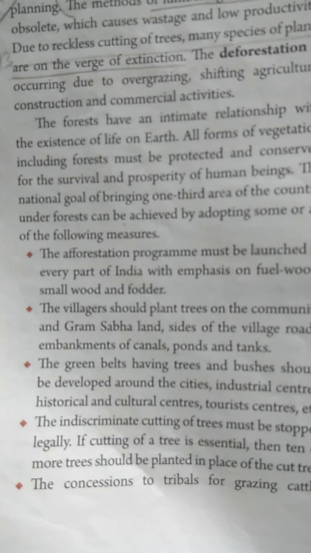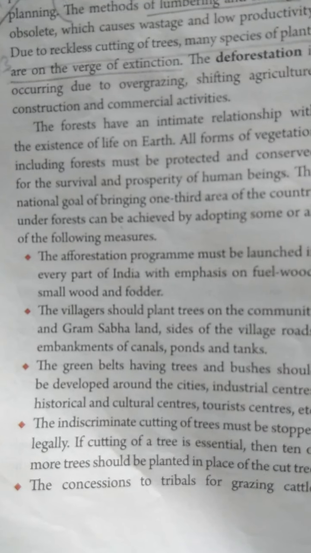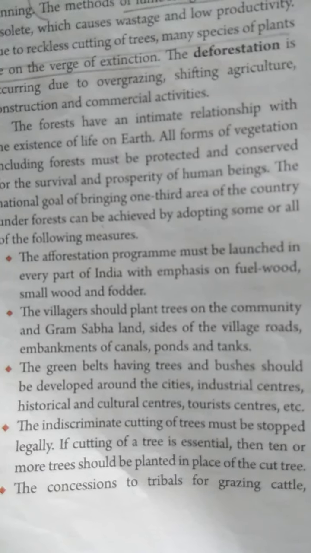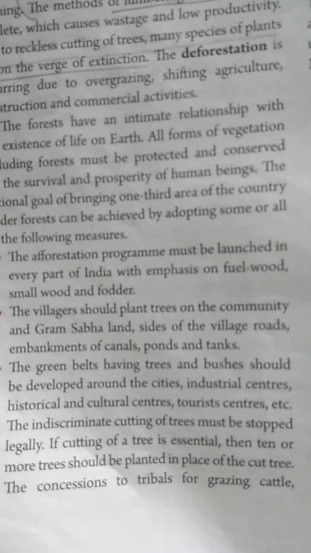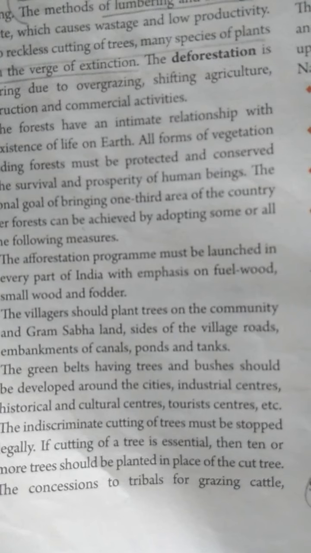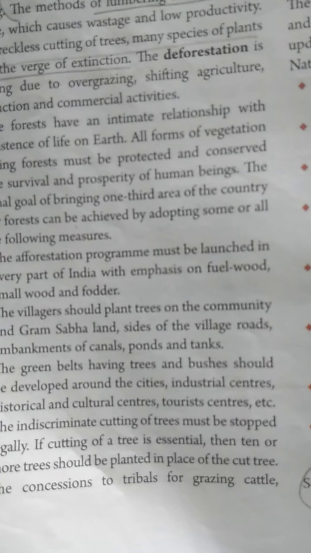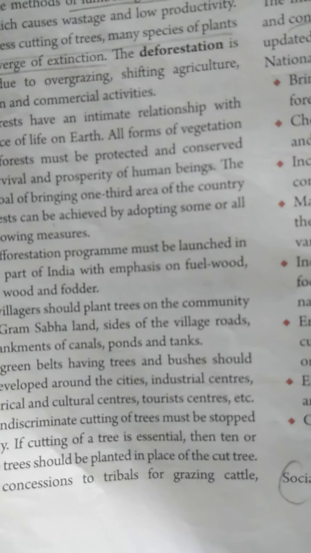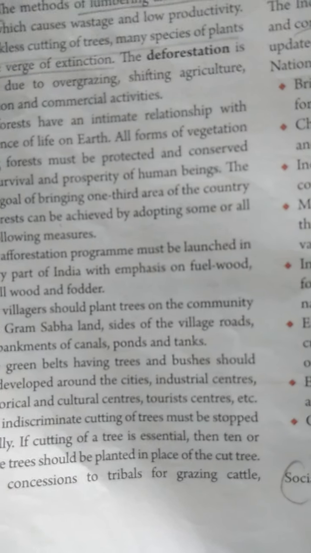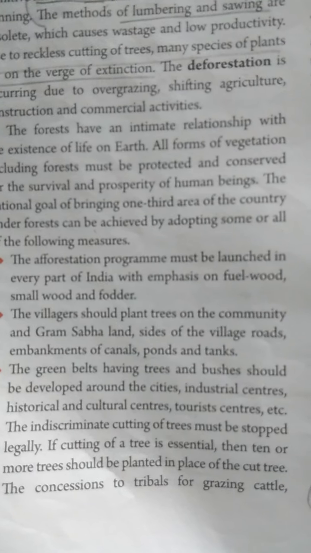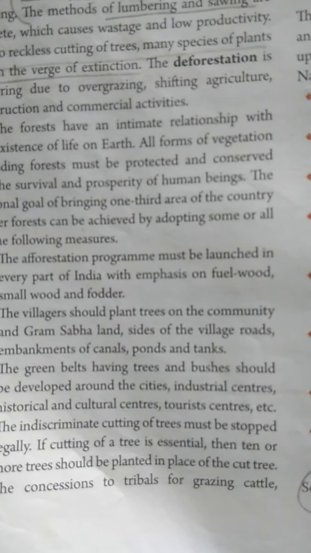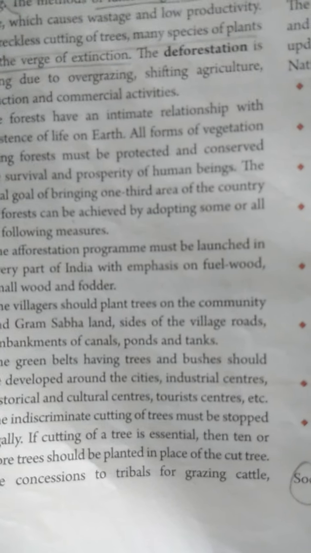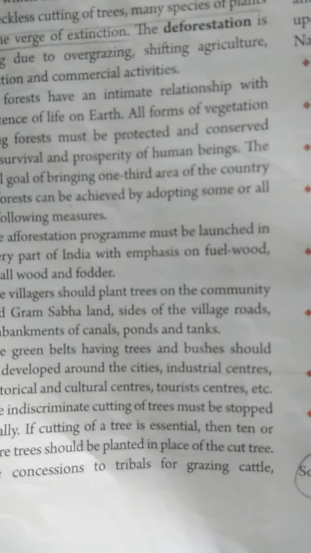Farmers must learn new techniques for saving soil fertility. Burning of waste from forests must be stopped. Wasteland should be allotted to new forest-based industries to grow trees. Rearing of cattle must be restricted to selected areas. Green belts of trees should be developed around cities, historical and cultural centers and tourist centers.